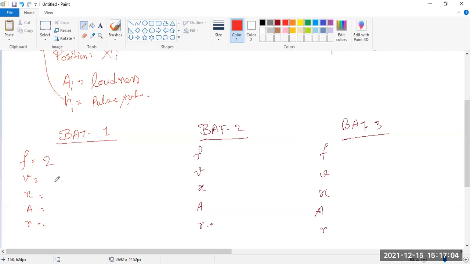Say your frequency is 2 over there, your frequency is 6 over there, and this is your 3 frequency. No units are required, we are just assigning some numerical value so that we can reach this. So velocity is 3 and position is 4, and your loudness is 1, and these things are 0. This is the pulse.